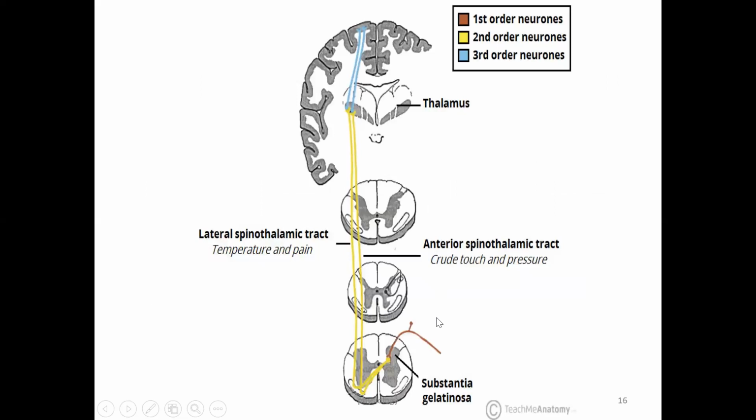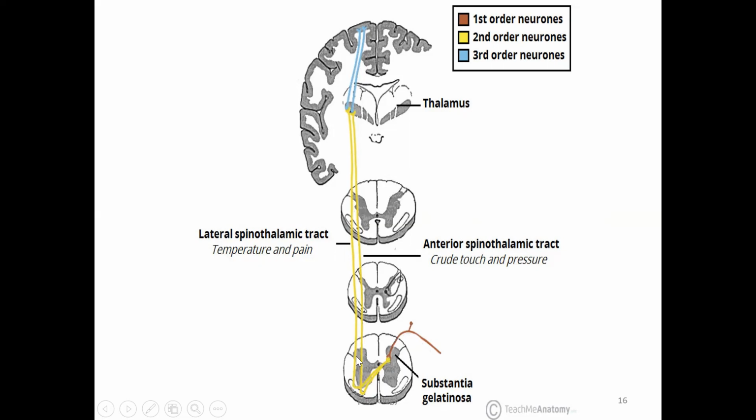So you should also draw the diagram. This is the first order neuron. In this diagram, both tracts are shown: the anterior spinothalamic tract, which carries crude touch and crude pressure sensation, while the lateral spinothalamic tract carries temperature and pain sensation. So the first order neuron is from the receptor to the dorsal root ganglion, then from lamina 1 to 3 it crosses immediately to the opposite side of the spinal cord. The fibers which are present anteriorly are called the anterior spinothalamic tract.